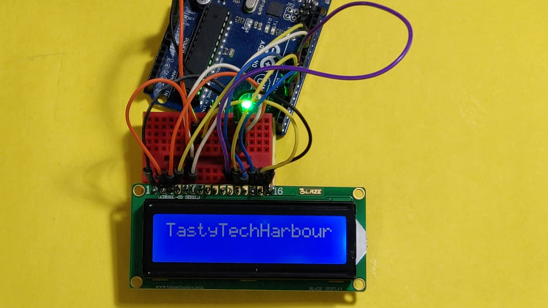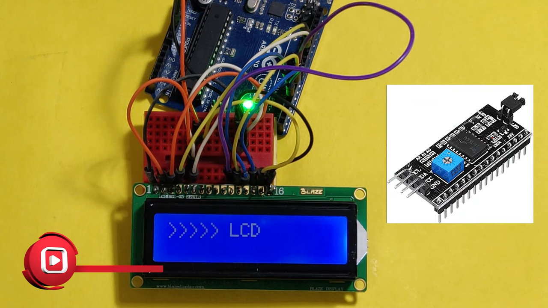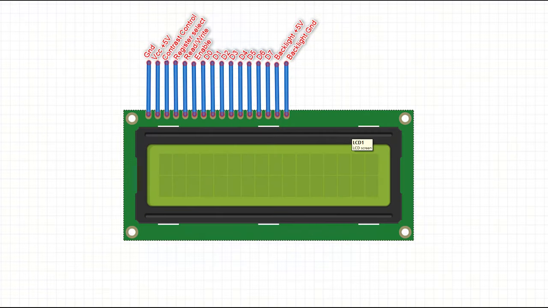Now let's see how you can communicate with the LCD. There are two types of communication which can be used, that is I2C protocol and serial communication. In this video, we'll see about the serial communication, but if you want to do a communication with I2C protocol, then you will need an I2C module with the LCD. Now let's see what are the pins we'll be using for serial communication.